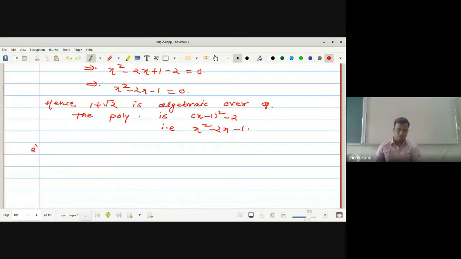Second one now: root 2 plus root 3. Show that it is algebraic over Q or not, and tell me what is the polynomial satisfied by this number. Solve it, and tell me the answer.